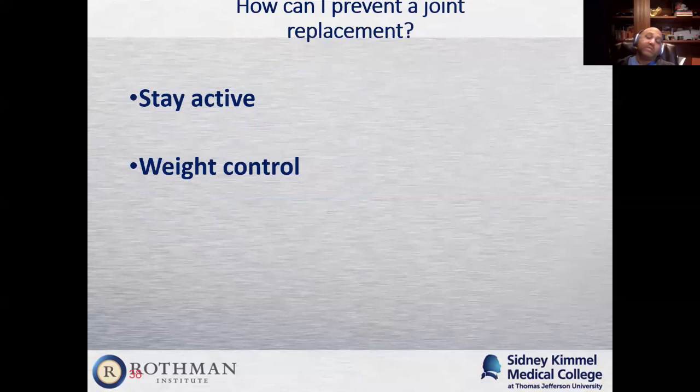People also always ask, how can I prevent a joint replacement? Number one way is to stay active with an exercise program. And number two is to do weight control. There are studies out of England where they follow people for 40 or 50 years. People who were just 10 pounds overweight in their 20s actually had about a 3 times higher rate of knee replacement in their 50s. So weight control is really important.